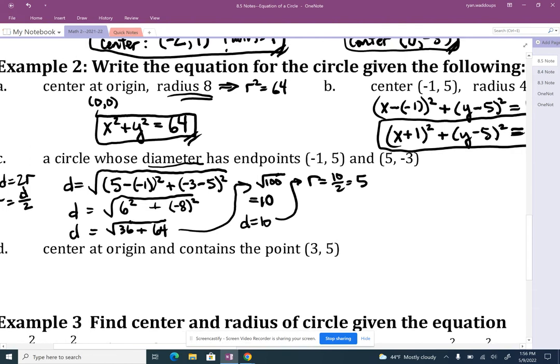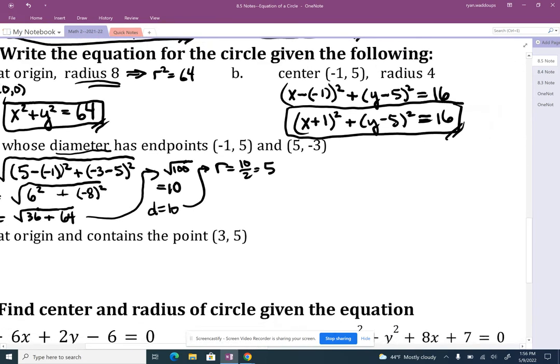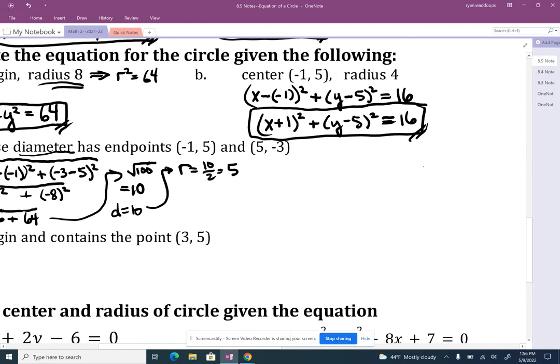Now, we also need to know the center. Now, if I know the endpoints of a diameter, the point that's right in the middle of them, the midpoint, that would give me the center of the circle. So I need to use the midpoint formula. And the midpoint formula, we just take -1 plus 5 divided by 2, and 5 plus -3 also divided by 2.